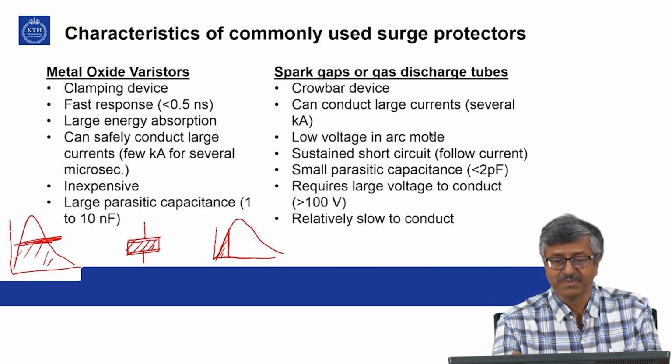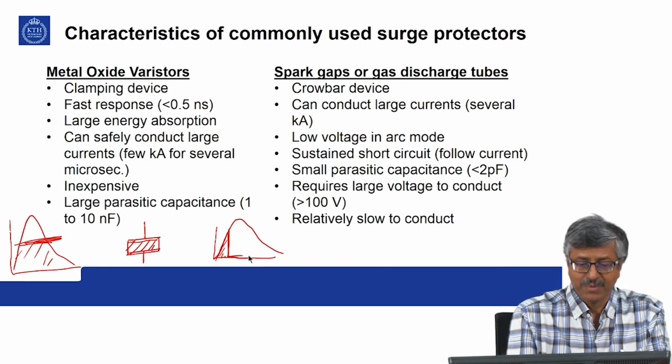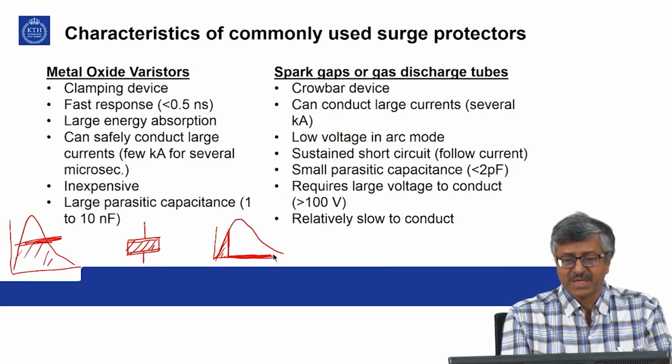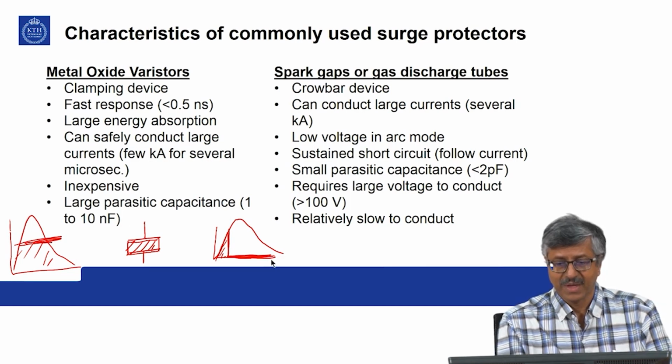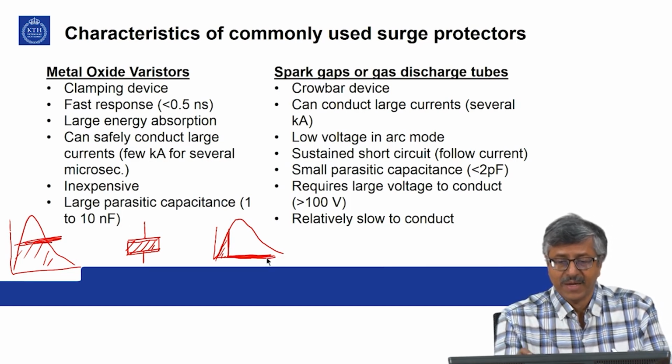whereas spark gaps can conduct even larger currents, several kiloampere, but it will have low voltage in the arc mode. So, this is the arc mode, and here the voltage is very low. So, it means that even after the disappearance of the surge, the current will be shunted out, and that puts a severe strain on other equipment. Sustained short circuit, that is follow current, and small parasitic capacitance.